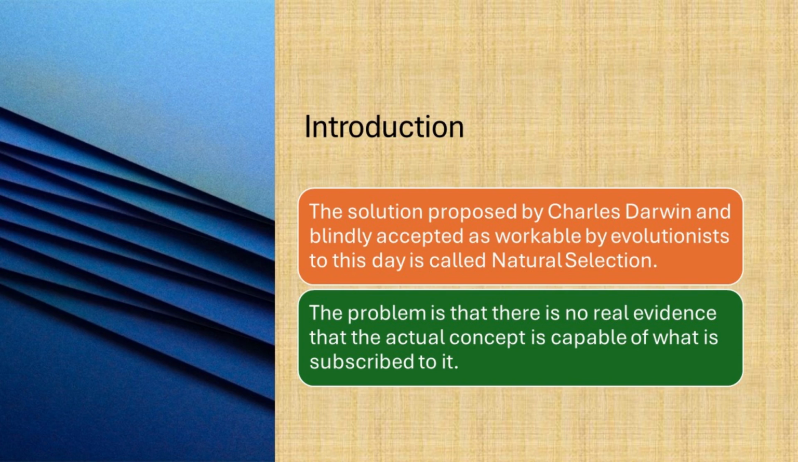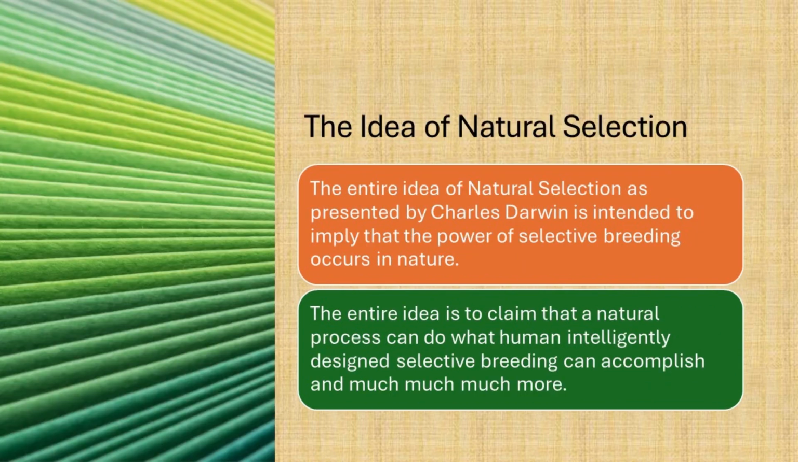The problem is that there is no real evidence that the actual concept is capable of what is ascribed to it. The entire idea of natural selection as presented by Charles Darwin is intended to imply that the power of selective breeding occurs in nature. The entire idea is to claim that natural processes can do what human intelligently designed selective breeding can accomplish and much, much, much more.